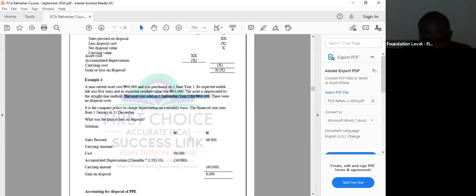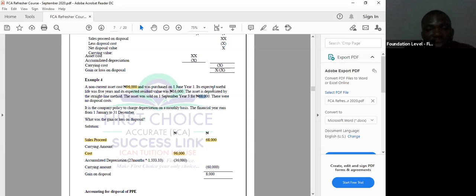Then the next thing for us to pick is the carrying amount. And the carrying amount is the result of cost minus the accumulated depreciation. So what is the cost of the asset? The cost of the asset is 96,000. So we have picked the cost to be 96,000, and we have used this figure.